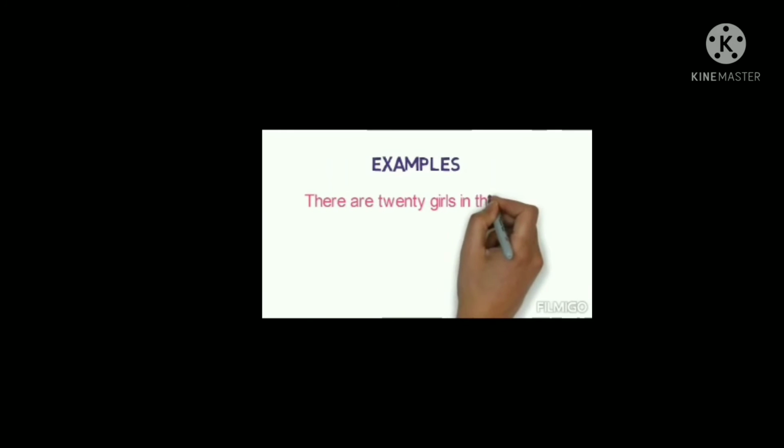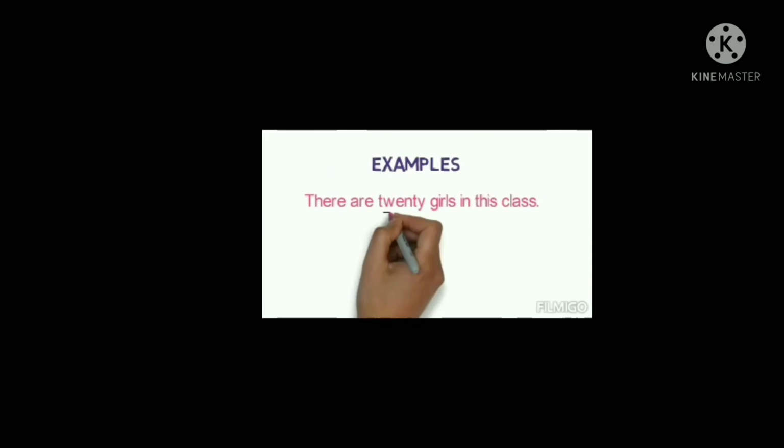Let's look into the examples. There are 20 girls in this class. Here 20 is describing the number of girls in the class. So 20 is an adjective here. They live in a beautiful house. Here beautiful is describing the quality of the house. So beautiful is an adjective here.